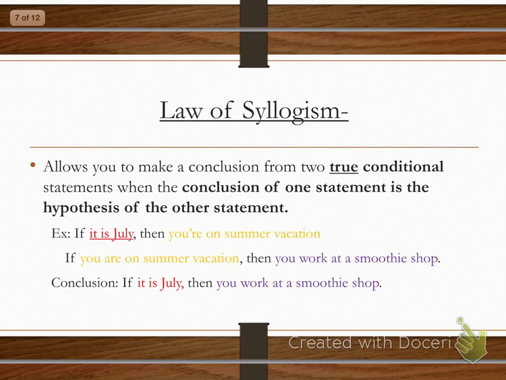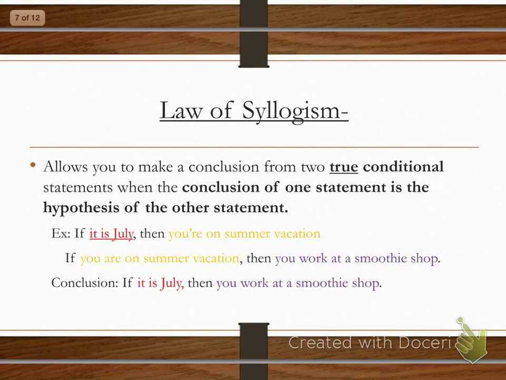Law of syllogism allows you to make a conclusion from two true conditional statements when the conclusion of one statement is the hypothesis of the other statement. Okay, so if it is July, then you're on summer vacation. This is how it attaches.